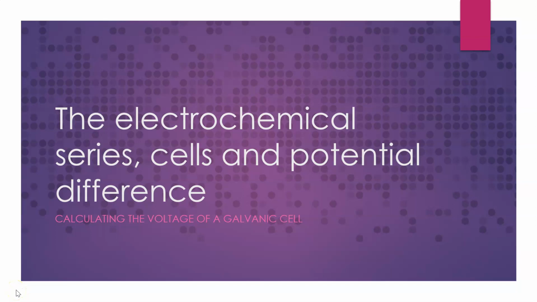Hi and welcome back. Today we're going to look at the electrochemical series and how we can calculate the potential difference for this and apply it to galvanic cells so we know the voltage that the cell will produce, what our anode and what our cathode is. So let's get started.